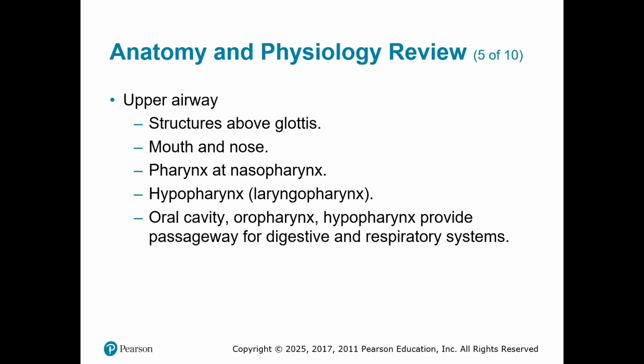Let's look at the upper airway. The structures above the glottis are considered the upper airway. We have your mouth and nose, your pharynx, which is your throat. You have two parts of that, the nasopharynx and oropharynx, talking about the part of your throat that is in contact with the nasal passages, like when you have sinus drainage. The hypopharynx or laryngopharynx, the oral cavity, oropharynx, and hypopharynx provide a passageway for the digestive and respiratory systems.